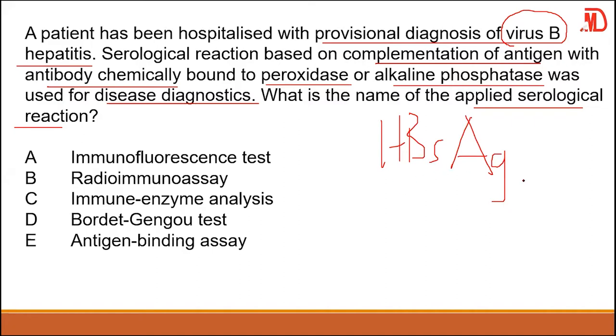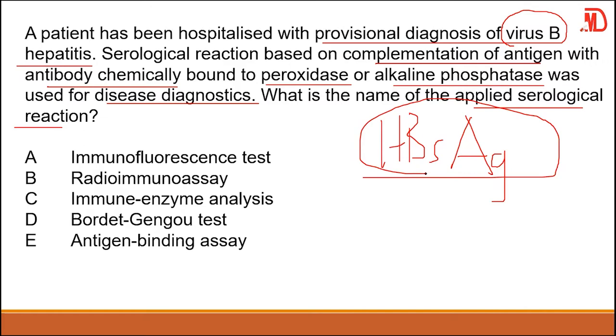So this kind of serological test that we use to identify the specific antigen or antibody, we call it an immune enzyme analysis. And this is used to detect the presence of either a specific antigen or a specific antibody in the patient's blood sample. Talking about antigen, we're talking about HBsAg, that is hepatitis B surface antigen.